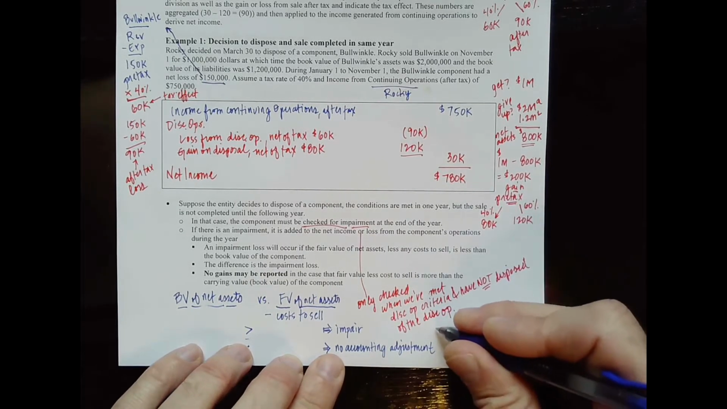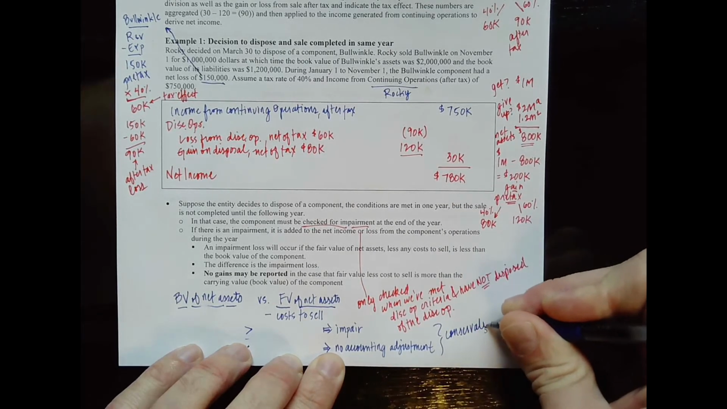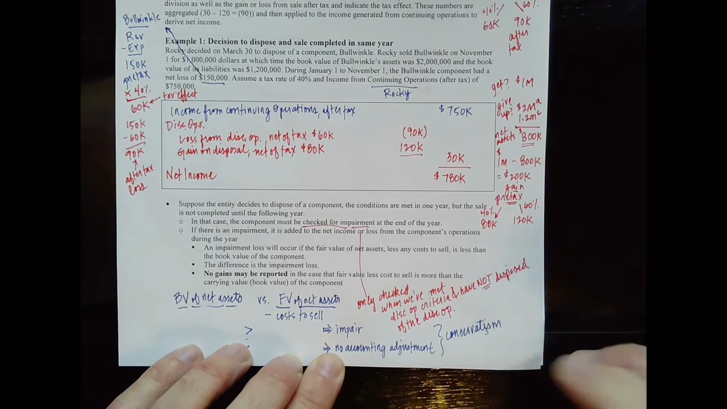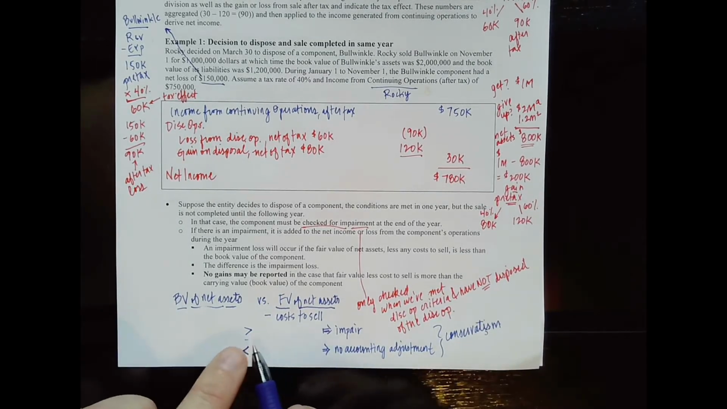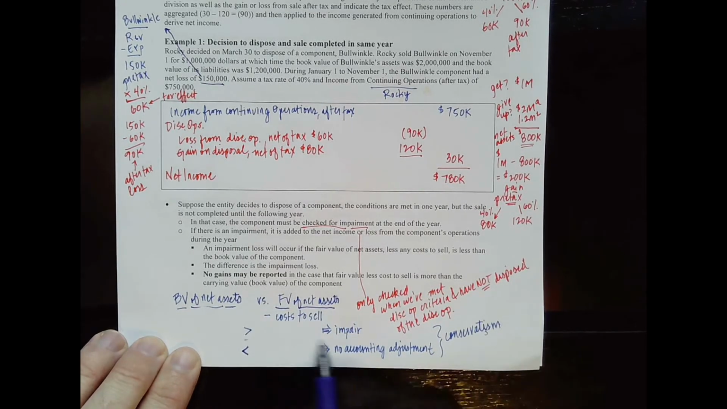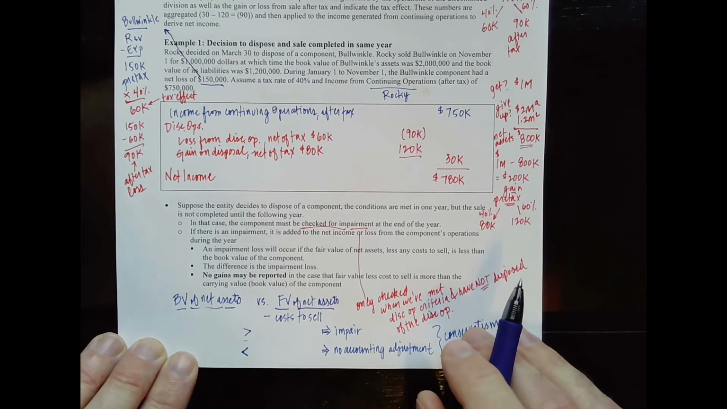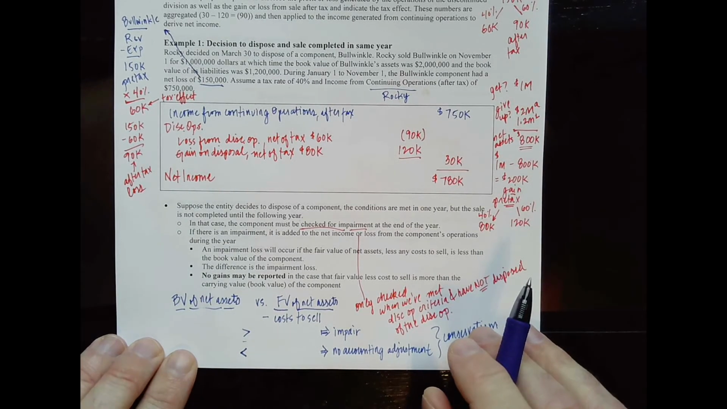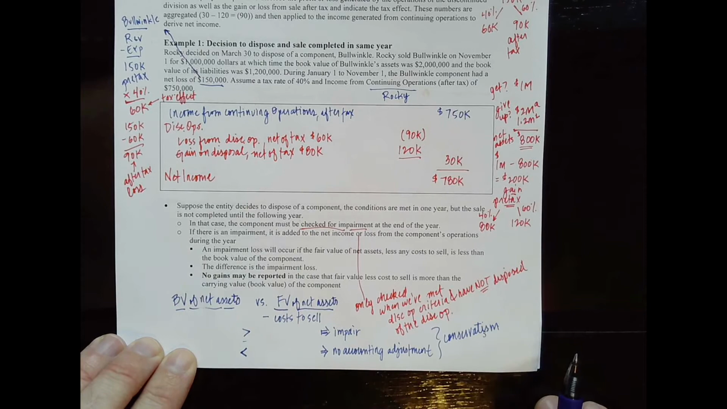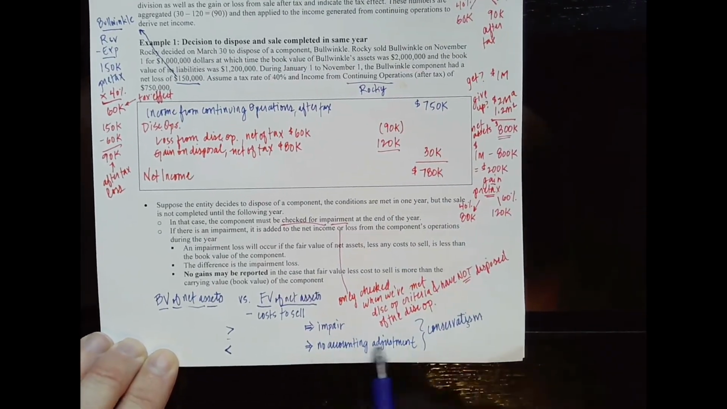And this whole item is an instance of conservatism, right? I'll record reductions in value. I will not record increases in value. So once I decide whether or not to impair, then if I have to impair, the difference is the amount of impairment loss that I'm going to recognize. And again, like I said, no gains may be reported. That's that whole conservatism outlook.